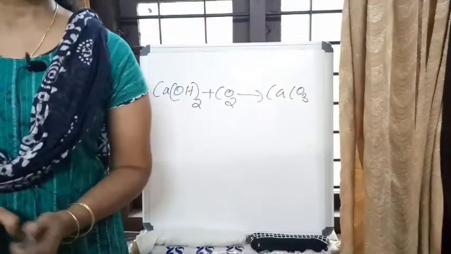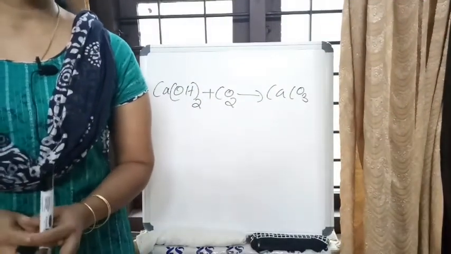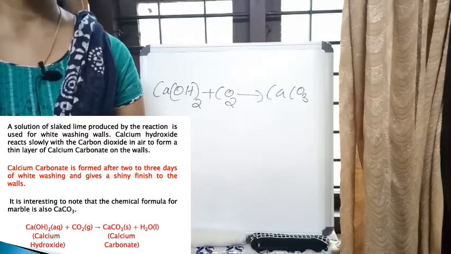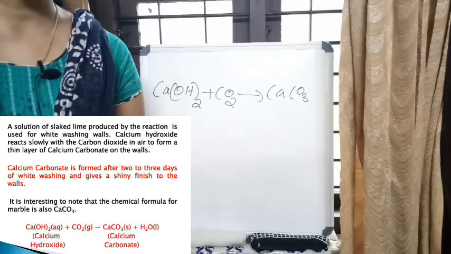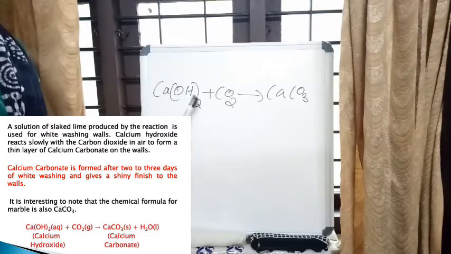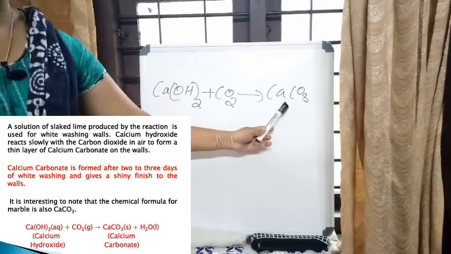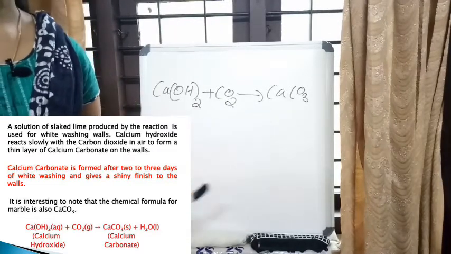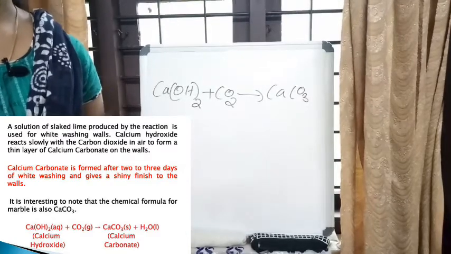The slaked lime produced from the reaction can be used to whitewash the walls. During whitewashing, the slaked lime reacts with the carbon dioxide of the air to form calcium carbonate. Look at this equation. Calcium hydroxide reacts with carbon dioxide to form calcium carbonate. Calcium carbonate formed after 2-3 days of whitewashing gives a shiny white appearance.